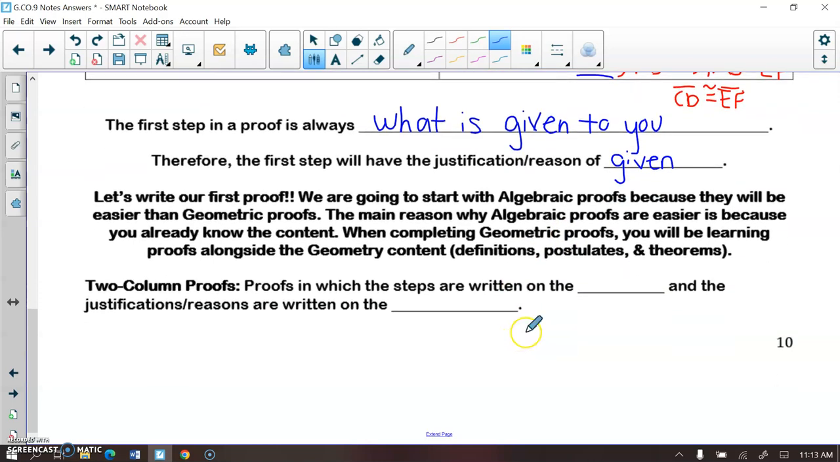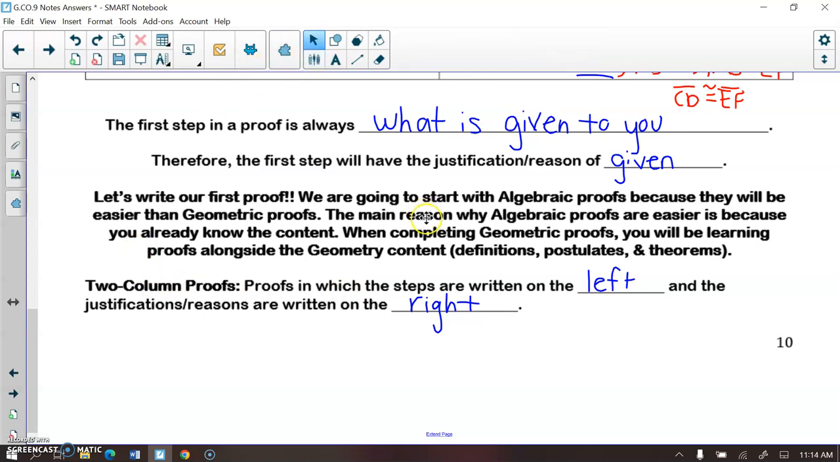All right, so two-column proofs, these are proofs in which the steps are written on the left. So we're going to write each step and number each step on the left. And then we're going to number each reason or justification that corresponds with the steps on the left. The reasons and justifications are going to be written on the right of your proof. And we're going to see some examples of that in our next video. So we're going to continue this in our next video.